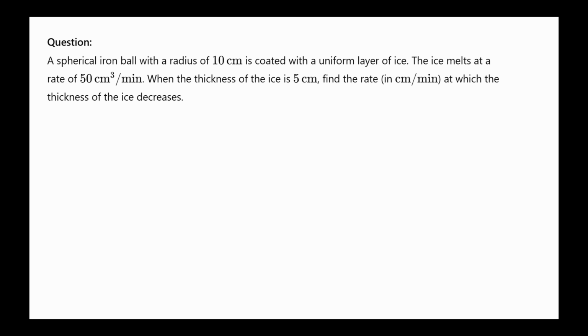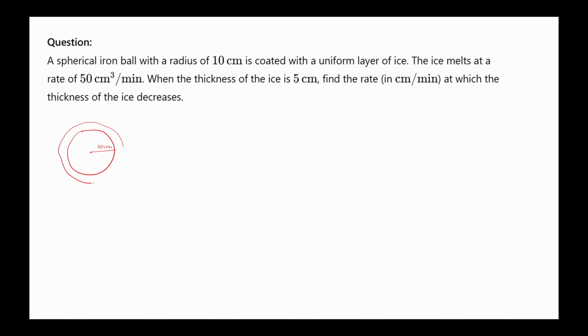A spherical iron ball with a radius of 10 centimeter is coated with a uniform layer of ice. This ice melts at a rate of 50 centimeter cube per minute. When the thickness of the ice is 5 centimeter, find the rate at which the thickness of the ice is decreasing. So first of all, they've given us that there is a spherical iron ball whose radius is 10 centimeter, and it has been coated with a uniform layer of ice.